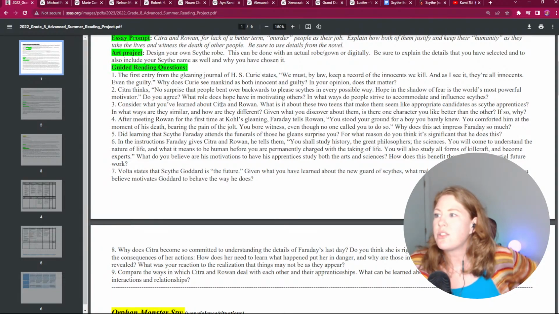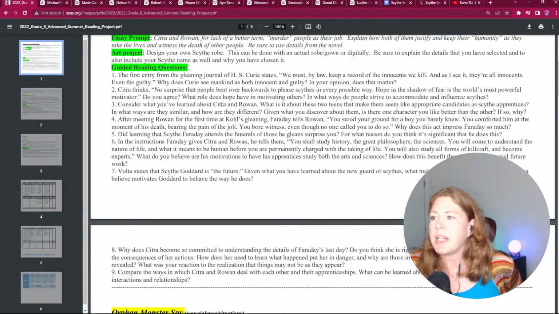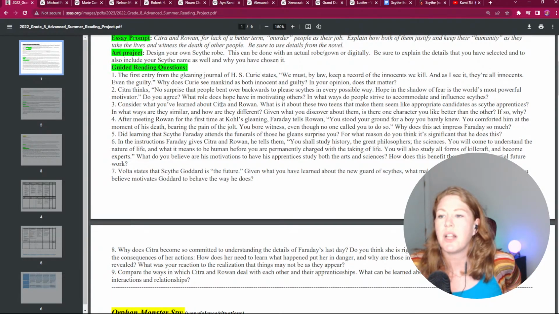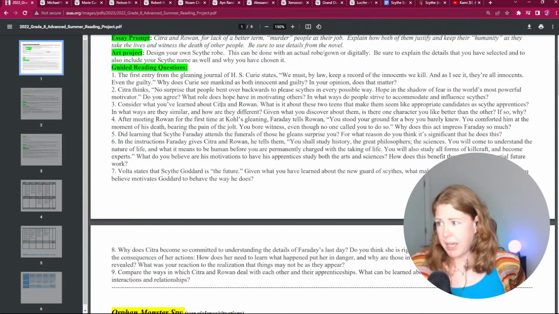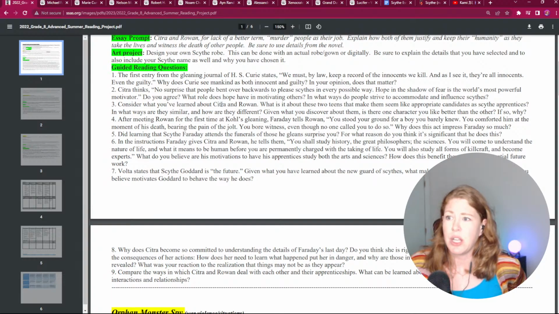Okay, number 6. In the instructions Faraday gives Citra and Rowan, he tells them, "You shall study history, the great philosophers, the sciences. You will come to understand the nature of life and what it means to be human before you are permanently charged with taking of life. You will also study all forms of killcraft and become experts." What do you believe are his motivations to have his apprentices study both the arts and sciences? How does this benefit them and their potential future work?